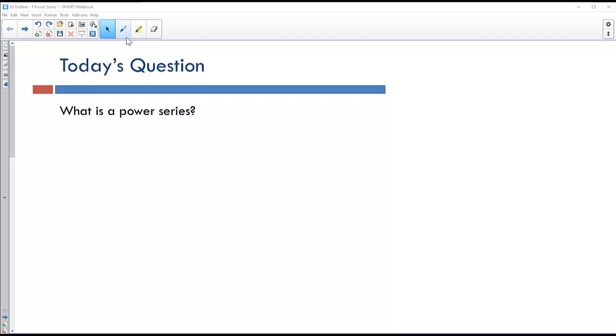It's time for fun with math, and today we're going to talk about power series. So what is a power series? Let's motivate this with something we've already done. We've already talked about geometric series.